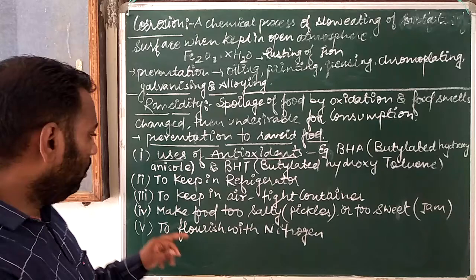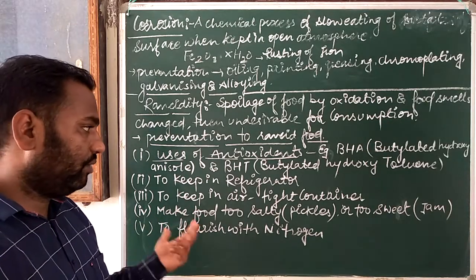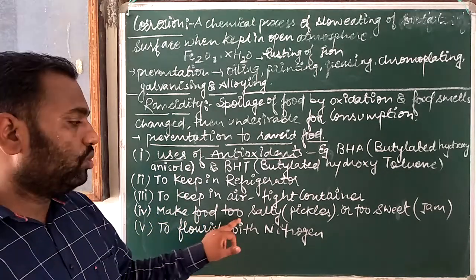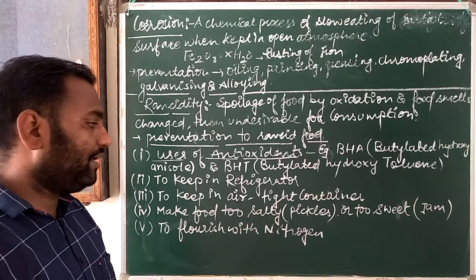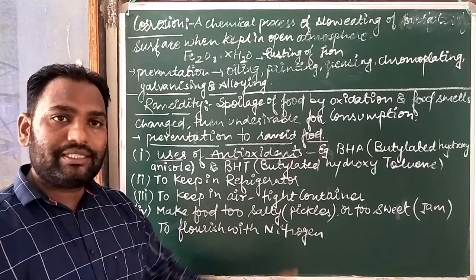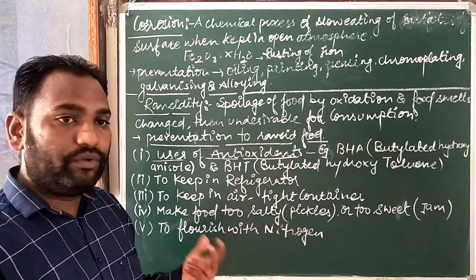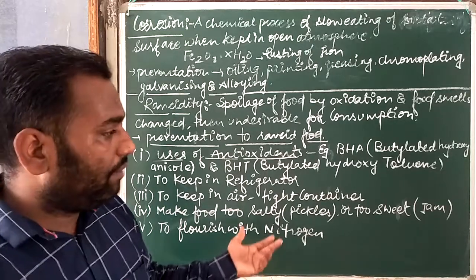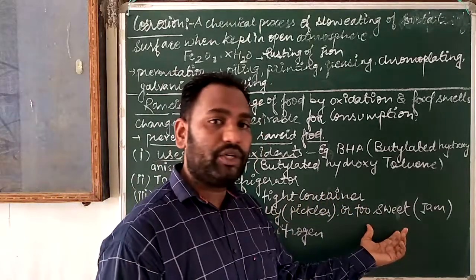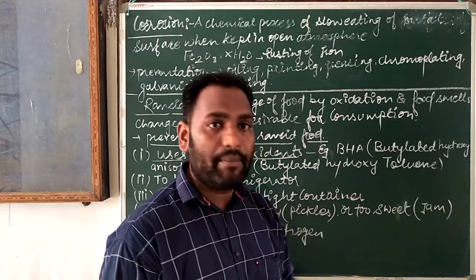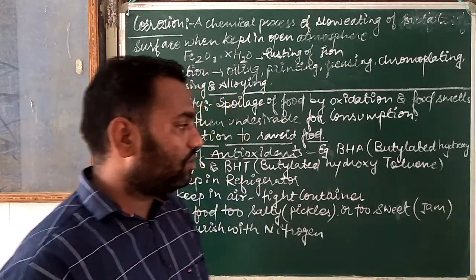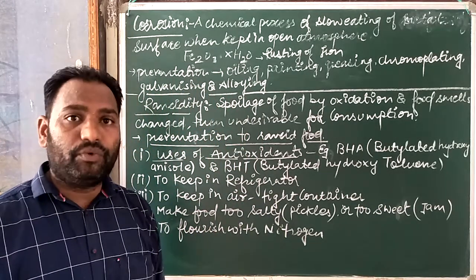Or an airtight jar. And make food too salty. Sometimes if we add too much salt in the food, like pickles, then the food will not become rancid. And make it too sweet in nature, it means if we add too much sugar, like in jam and murabba, that is also good for food preservation.